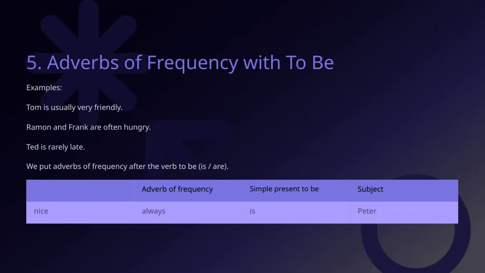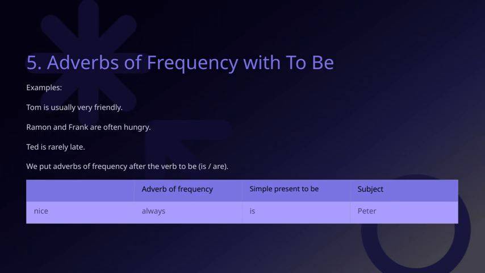Now, let's look at how we use adverbs of frequency with the verb to be. When we want to talk about how often someone is late, hungry, or friendly, we place the adverb after the verb to be. For example, we say, Ted is rarely late, meaning Ted is not often late. Similarly, Ramon and Frank are often hungry, shows they tend to feel hungry quite a lot. And Tom is usually very friendly, indicates that Tom is generally friendly most of the time. This placement helps us clearly express frequency in a natural way.